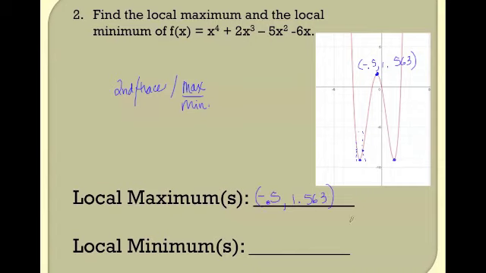And then for your minimum, you have two minimums, this one and this one. So you have to repeat the process of the second trace. And your minimums are negative 2.303, negative 9, and 1.302, negative 9.